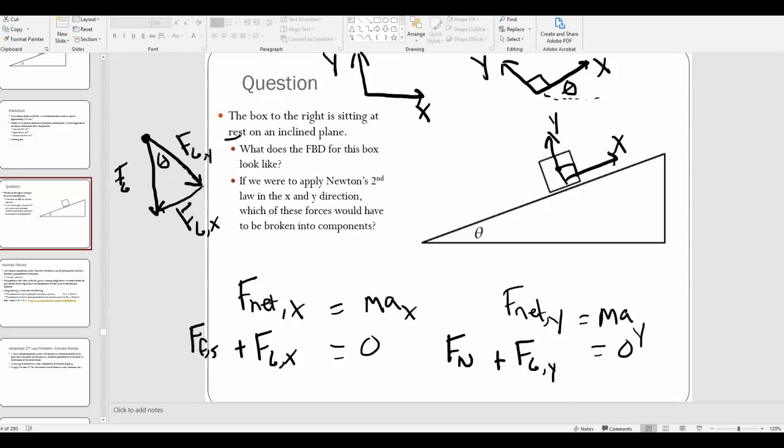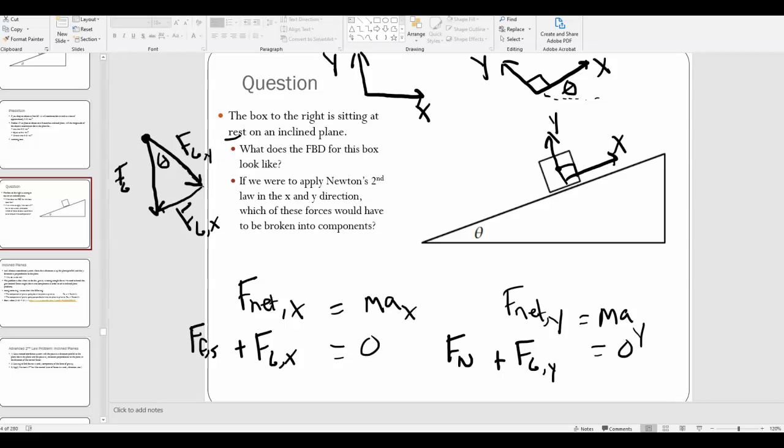Now, it's a little bit weird because now we have x and y components of gravity, whereas before gravity always went straight down. It seems like we've made things more complicated, but we've actually simplified things. Because remember, in the normal coordinate system, we would have x and y components for Fn and FFS. Here, we still have to deal with components, but we only have to deal with them for one force and not for two.